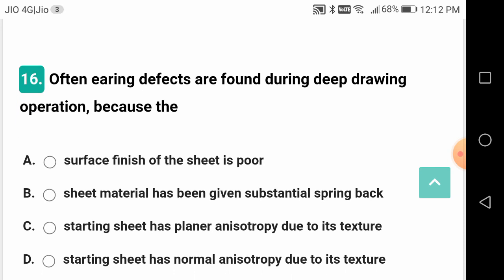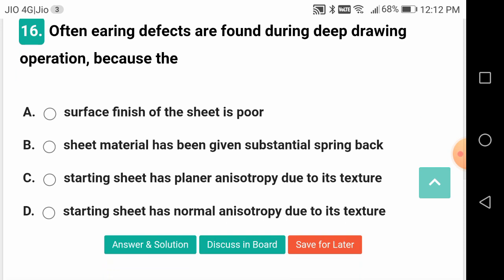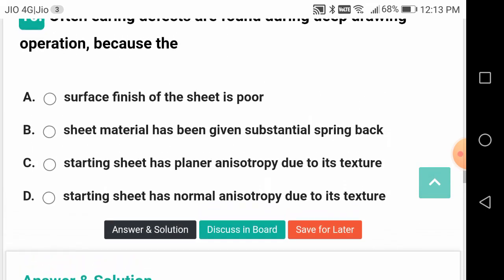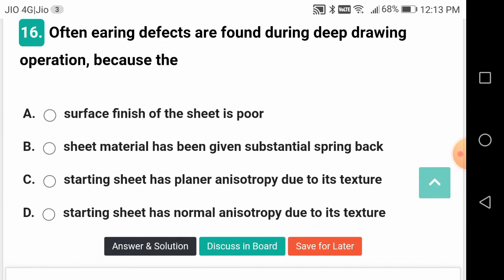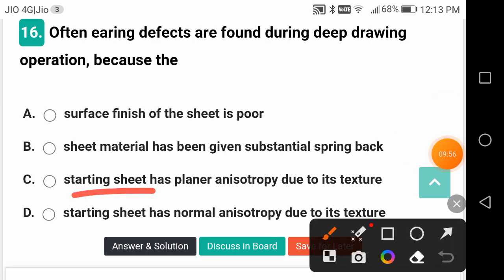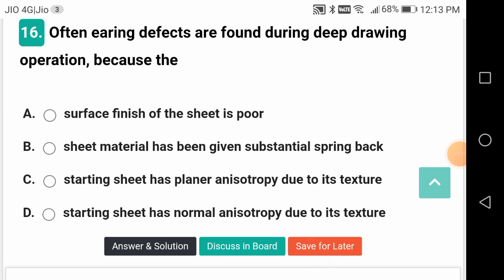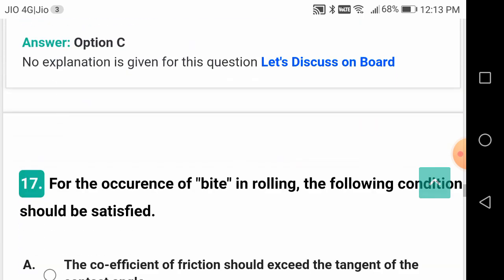Often earring defects are found during deep drawing operation because the starting sheet has planar anisotropy due to texture. This is a reason for the earring defect, which is normally found in deep drawing operation, a manufacturing process.